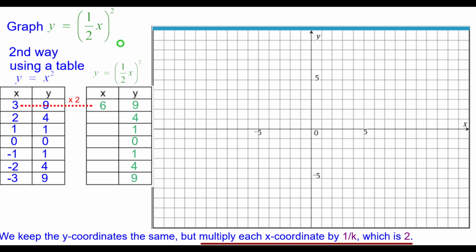So 3 times 2 is 6, so we plot 6, 9. 2 times 2 is 4, so plot 4, 4. 1 times 2 is 2, 2, 1. And then the origin. Pause the video, finish the table, resume when you're ready.